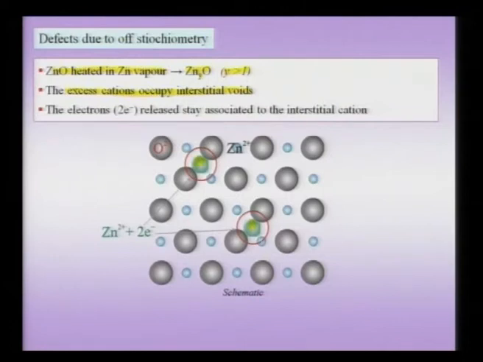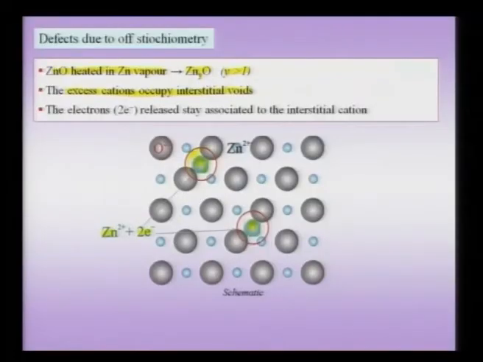And to maintain charge neutrality, the electrons associated with zinc, for instance now zinc can give 2 electrons, they stay close to the zinc. So it is not just a zinc 2 plus ion which is sitting there, it is a zinc 2 plus ion with electrons associated with that zinc 2 plus, which sit around this interstitial position. Therefore we maintain charge neutrality in this system.